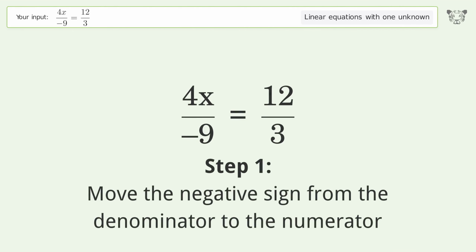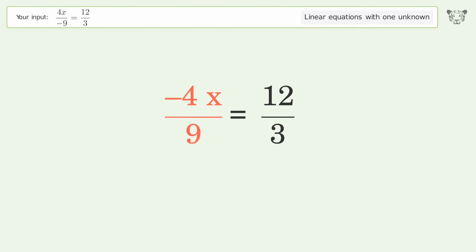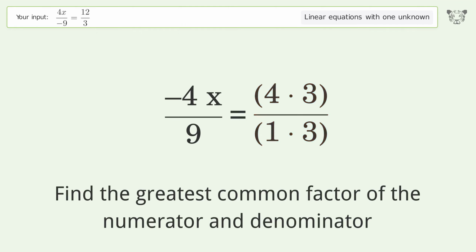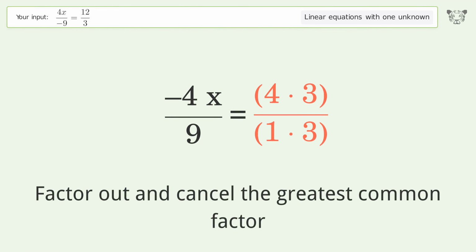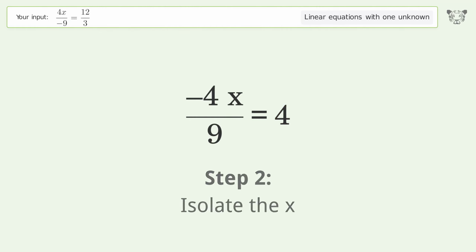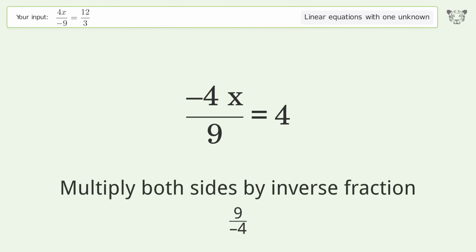Move the negative sign from the denominator to the numerator. Find the greatest common factor of the numerator and denominator. Factor out and cancel the greatest common factor. Isolate the x. Multiply both sides by inverse fraction 9/-4.